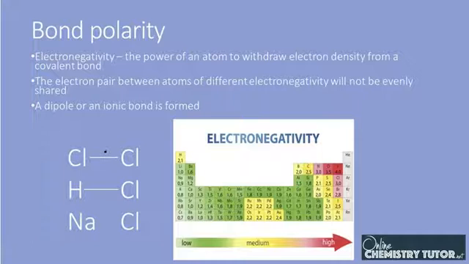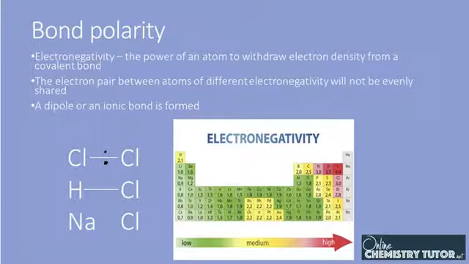So if we put a shared pair here for chlorine, because those two atoms have the same electronegativity, they're both electronegativity 3.0, that shared pair is going to be evenly shared between the two.